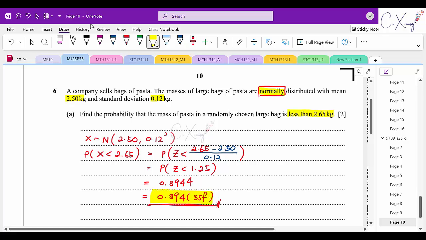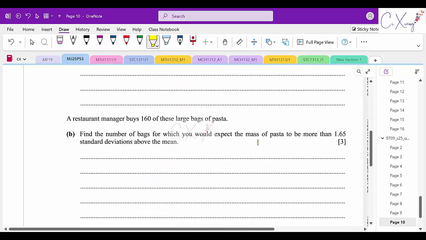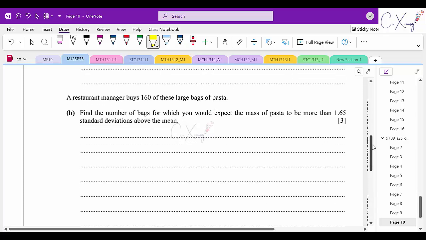Okay, yeah, so I think this question is quite straightforward. Then let's continue to part B. For part B, we are having 160 bags of pasta. Find the number of pasta where you should expect the mass of the pasta to be more than 1.65 standard deviation above the mean. What does it mean?